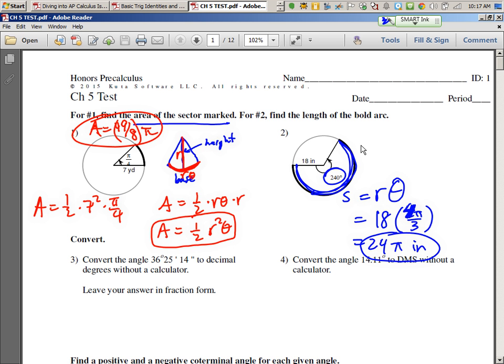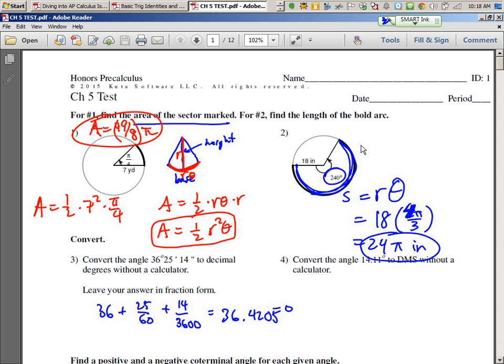So some of you guys multiplied 18 and 240. That's a big number. I don't think that's how long that little piece of blue is. Okay? The next one is just converting DMS into decimal degrees. So degrees, minutes, seconds. And then I didn't actually have you enter this because you didn't have a calculator. I just had you write this. But if you did enter it, it comes out to 36.42 degrees. Technically 4205 repeating. So I'll just write the whole thing. 36.4205 bar degrees.